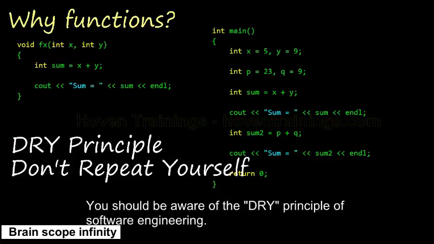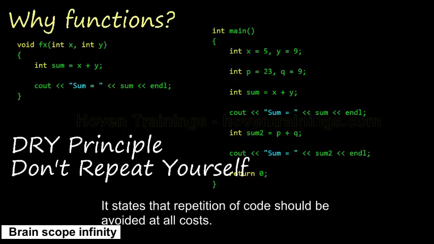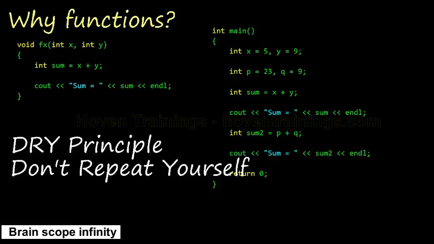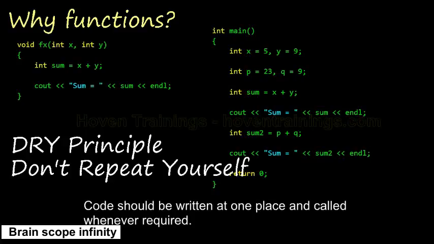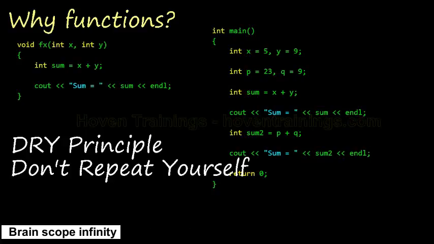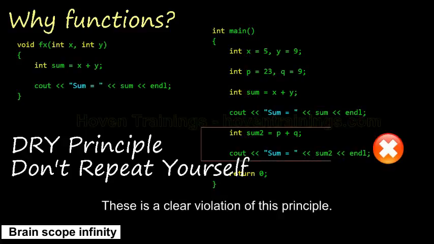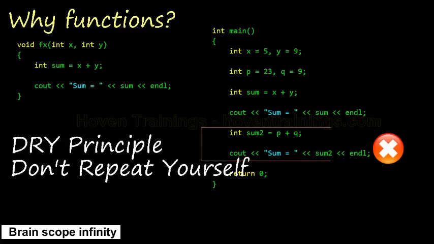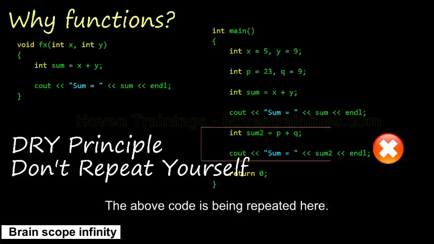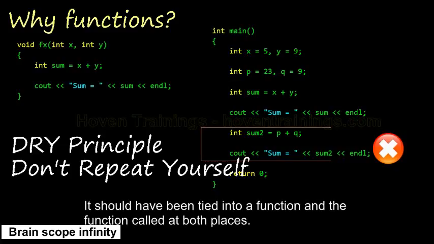You should be aware of the DRY principle of software engineering. It states that repetition of code should be avoided at all costs. Code should be written at one place and called whenever required. This is a clear violation of this principle. The above code is being repeated here. It should have been tied into a function and the function called at both places.